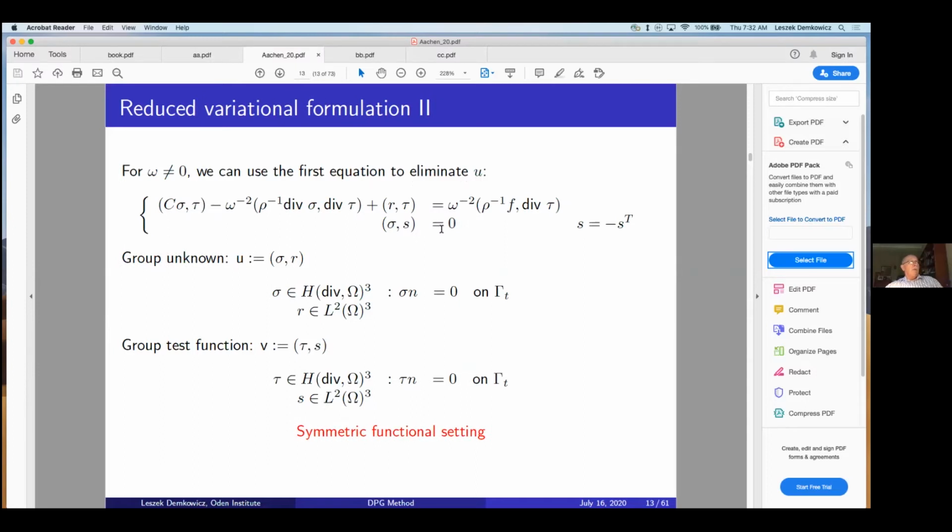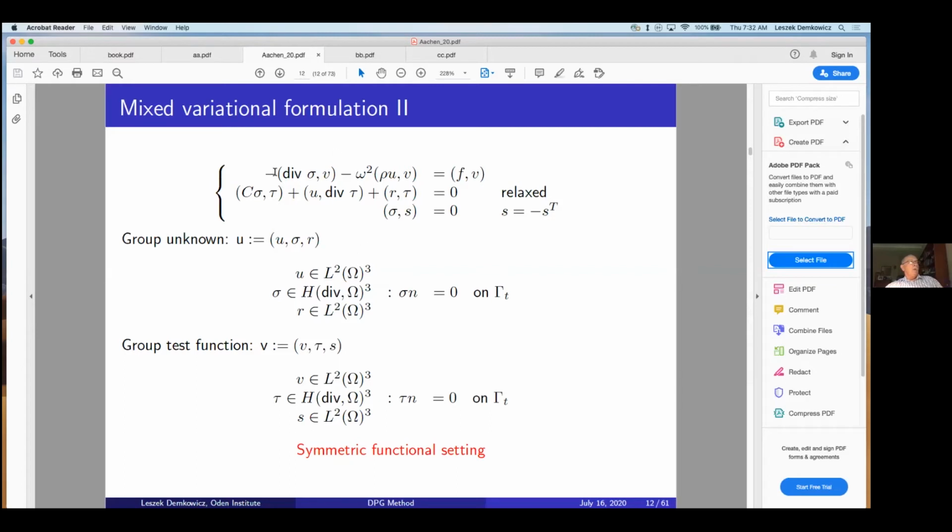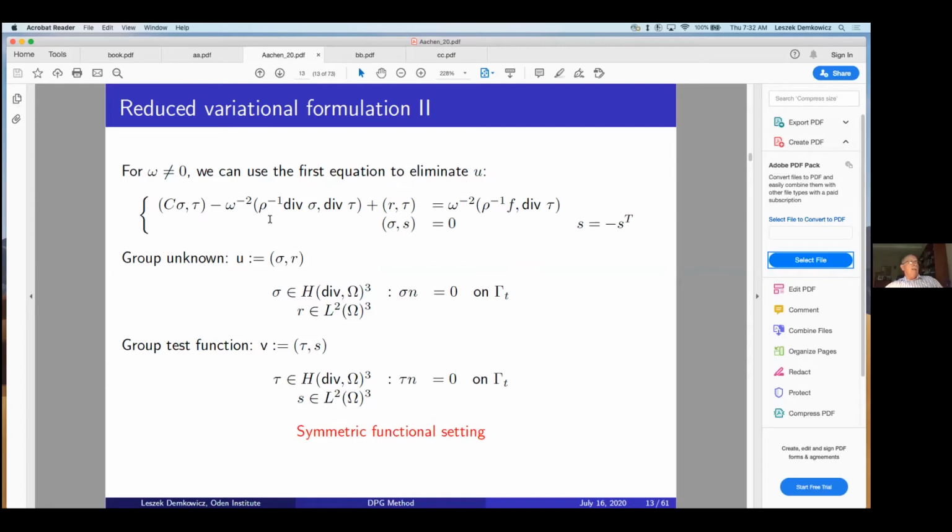And finally, you can reduce that variational formulation by eliminating, this time, u. You can solve the first equation for u and represent u in terms of sigma and formulate the whole problem in terms of sigma and r. And that's the equation that you get. You still don't have the symmetry for sigma and tau, but u has disappeared. This is possible only in the dynamic case because you're dividing by omega. So in the static case, this trick of reducing the problem only to sigma and r is impossible.